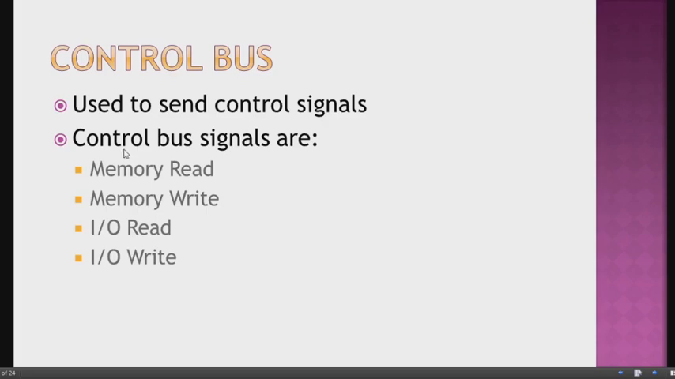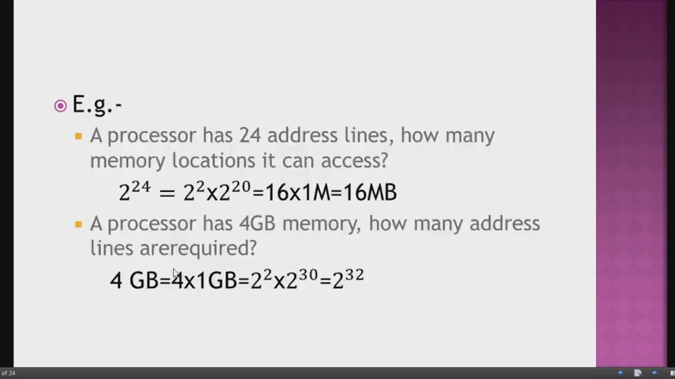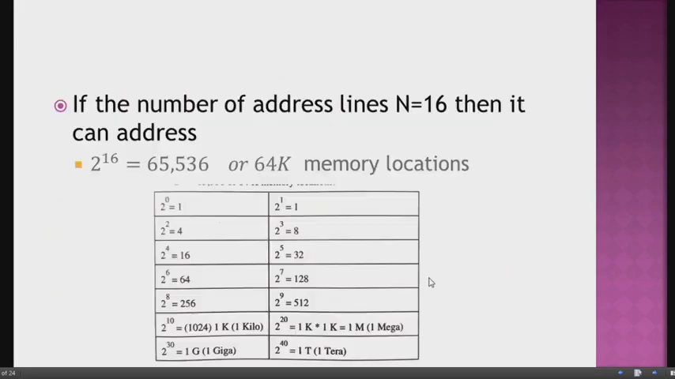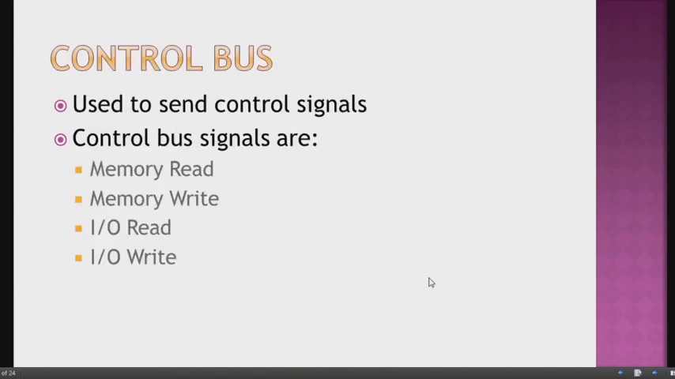So mainly there are four types of control signals present on the control bus: memory read, memory write, IO read and IO write. As we have seen in the previous diagram here, memory read signal, memory write signal, IO read and IO write. The memory read and memory write signals are for memory, while the IO read and IO write signals are for the IO ports. So these are the four control signals.